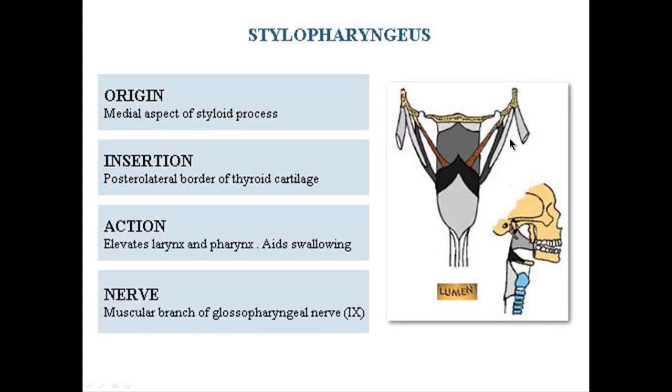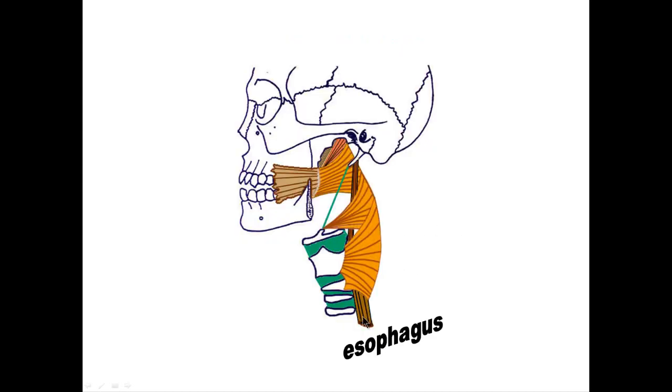And here's another view of the stylopharyngeus muscle from behind, long and thin, slipping between the superior constrictor and the middle constrictor. Innervated again by 9. All right, and finally down here to complete the muscular part of the pharynx is the esophagus down here.